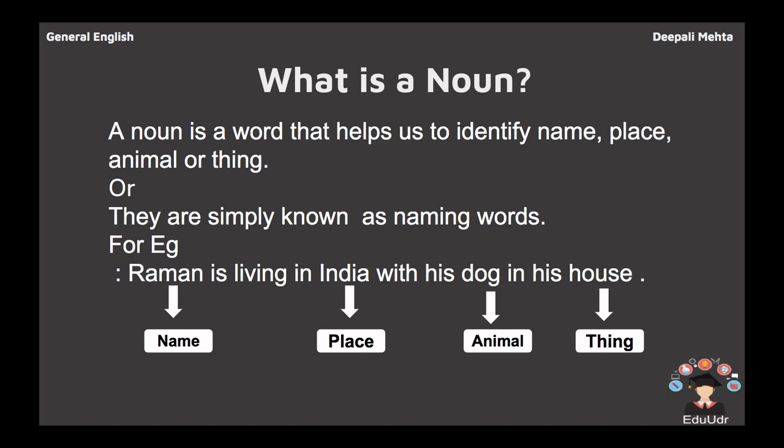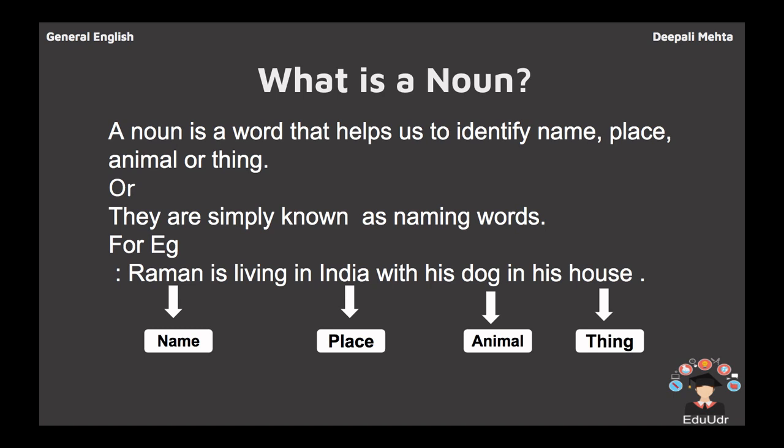For example, Raman is living in India with his dog in his house. Raman is a name, therefore it is a noun. India is a place, therefore it is a noun. Dog is an animal, therefore it is a noun. House is a thing, therefore it is a noun. So there are four particular things you have to remember: name, place, animal and thing, which is known as a noun.